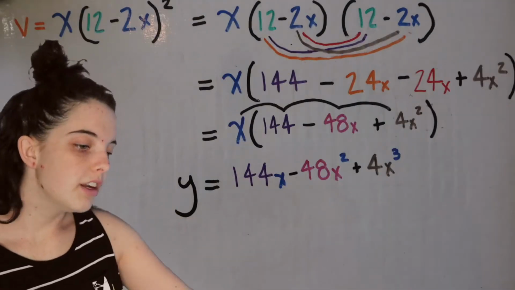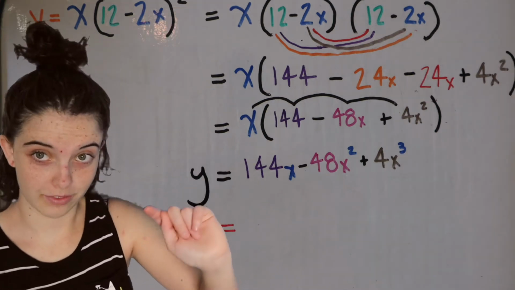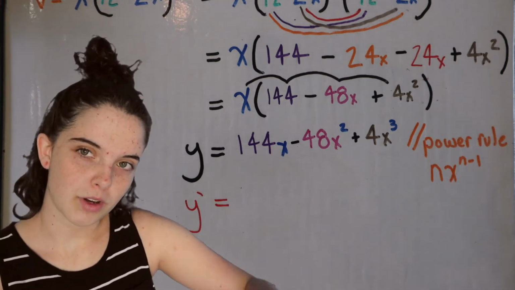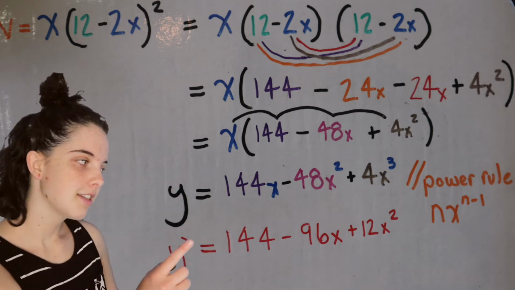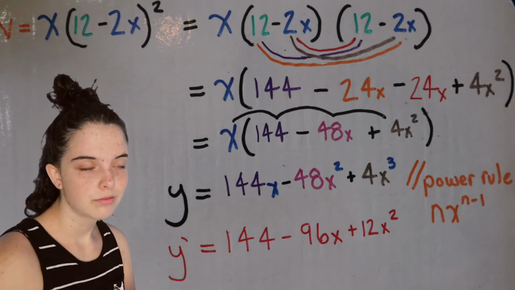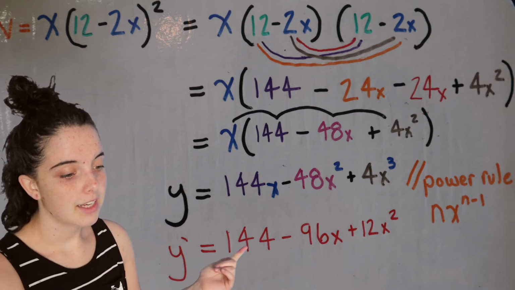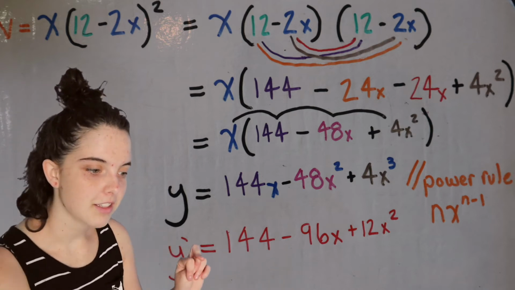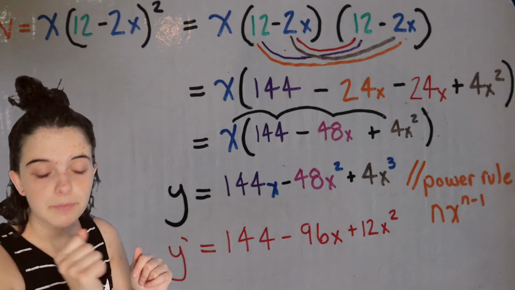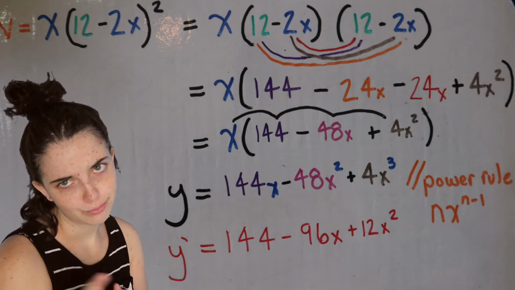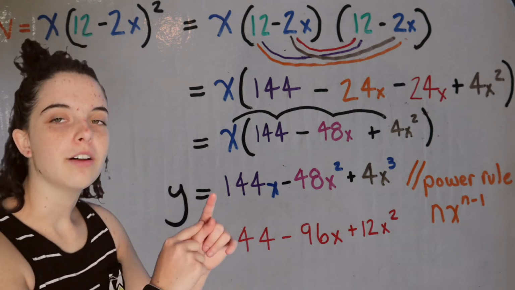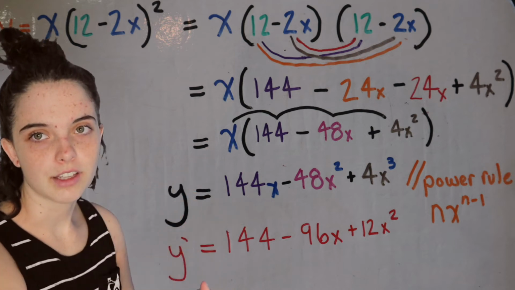So now we can find the derivative of that, which is y prime. To do the derivative of this, you can use the power rule, nx to the n minus 1. 144, there's only one x, so that x just subtracts itself, because 1 minus 1 is 0. So it's just 144 minus 96x, and you get that because it's 48x squared, so 2 times 48 is 96, and just one x is left. And then it's plus 12x squared, because 3 times 4 is 12, and 3 minus 1 is 2, so just x squared is left.